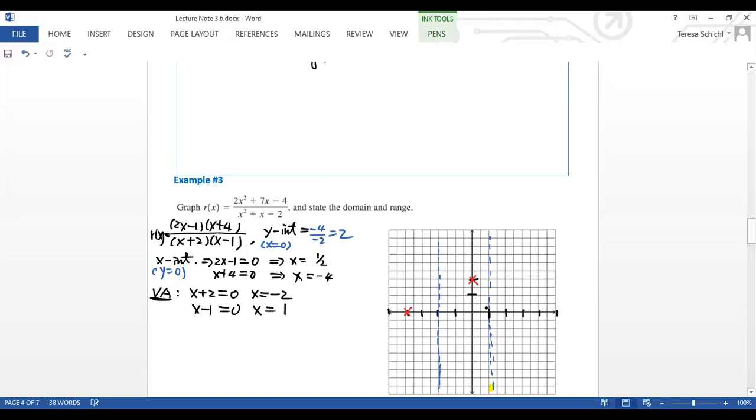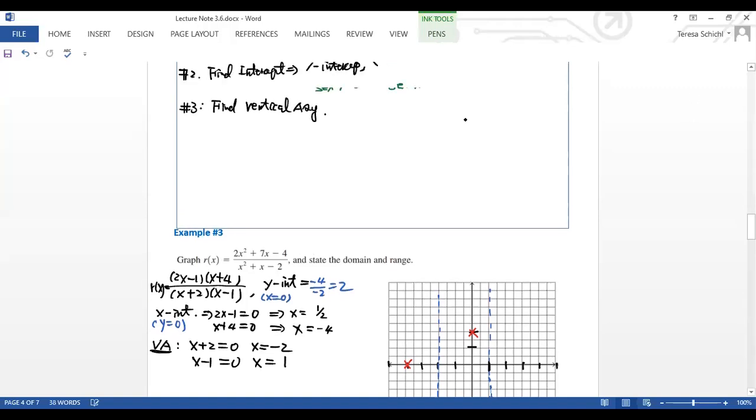Now the next thing. After I find these, I graph each one. Then the next thing, number 4, is what I want to do here: find the horizontal asymptote.